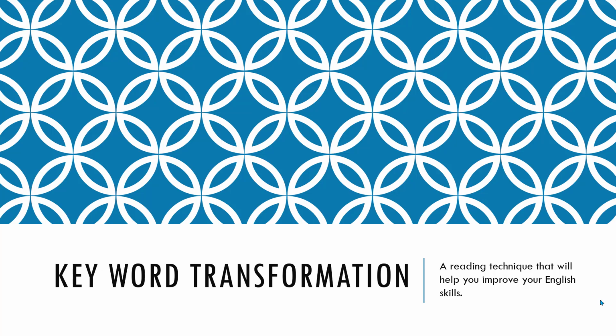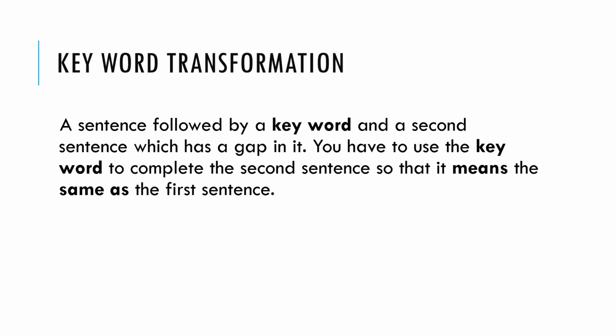So let's get started. Keyword transformation is when you have a sentence followed by a keyword and then a second sentence which has a gap in it, a blank. You have to use the keyword to complete the second sentence so that it means the same as the first sentence. So it's like when you say, I have a beautiful house, or my house, it's beautiful.